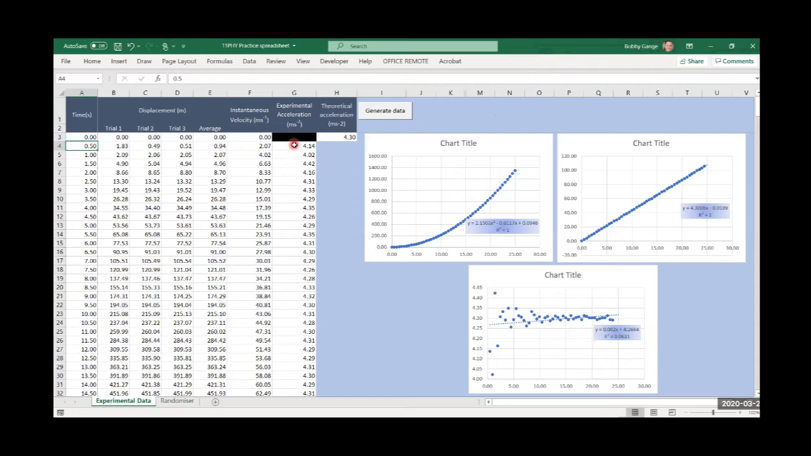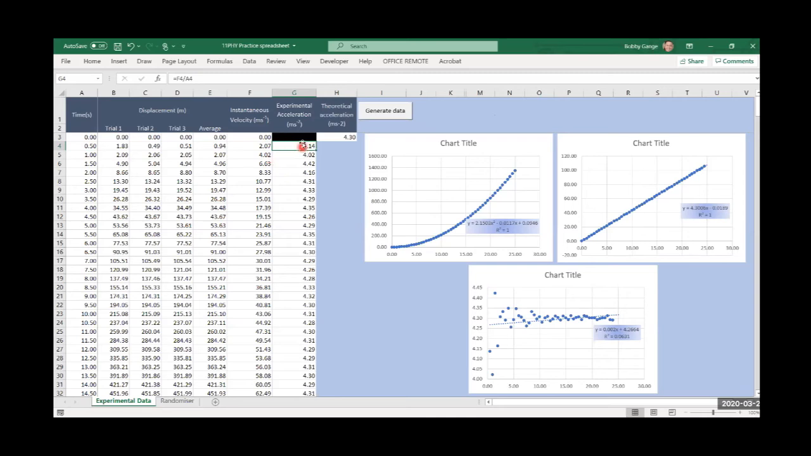Is that the correct formula that we should be using? The formula for acceleration is the change in velocity divided by the change in time. If I just put the instantaneous velocity divided by time, is that showing me any change? You need to do final minus initial velocity over final minus initial time.